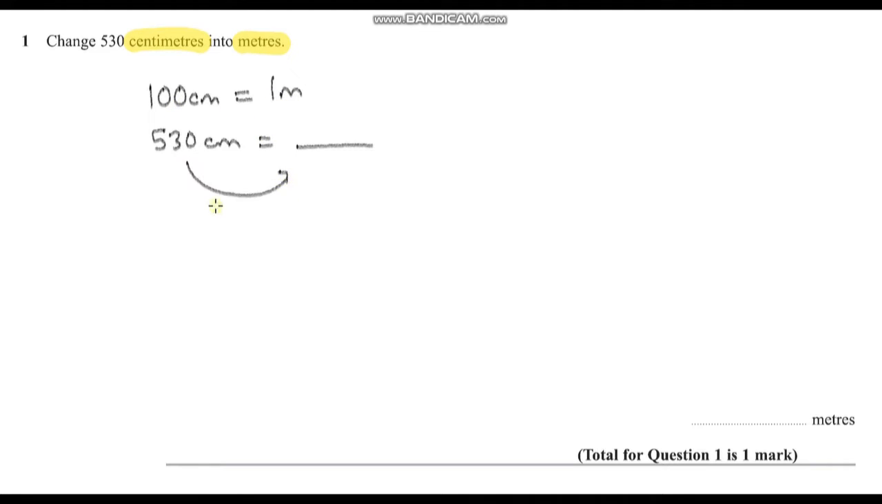So I'm just going to divide this figure here by 100. So 530 divided by 10 is 53. We just move the decimal point one place to the left if we divide by 10. But if we're dividing by 100, we move it 2 places to the left. So it's now here. So our answer is 5.3. So it's going to be 5.3 metres. So if we write it down here, 5.3, we don't need to write metres because it's already been given to us here.